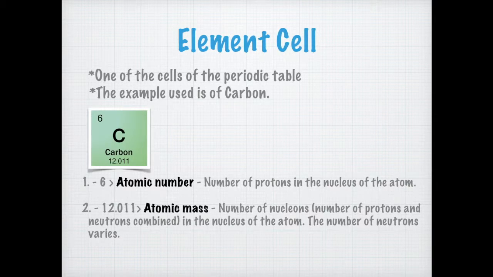The number of nucleons constitutes the atomic mass. And the number of neutrons can vary per atom, depending on the isotope, which we are going to learn about later. So the number of neutrons is not fixed, and the atomic mass can also vary. So 12.011 is the average of all the atoms, okay?